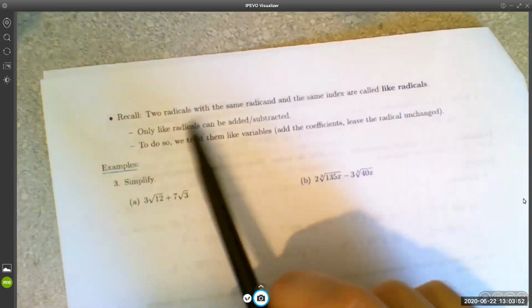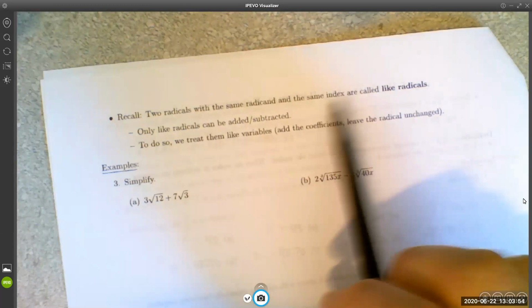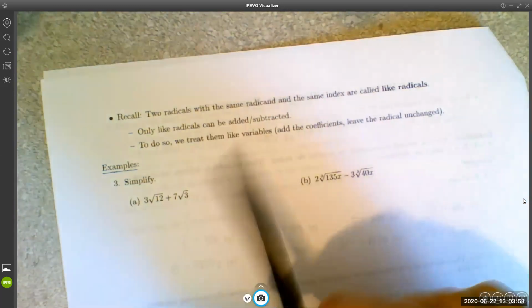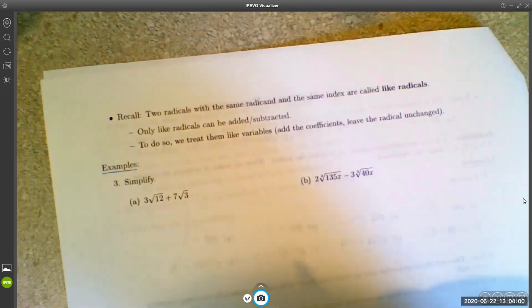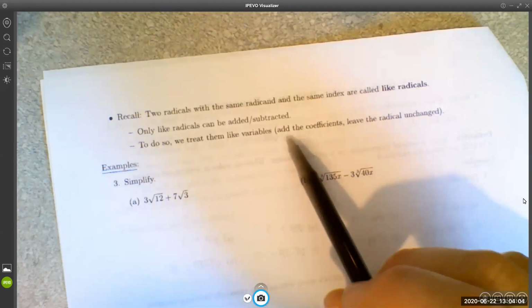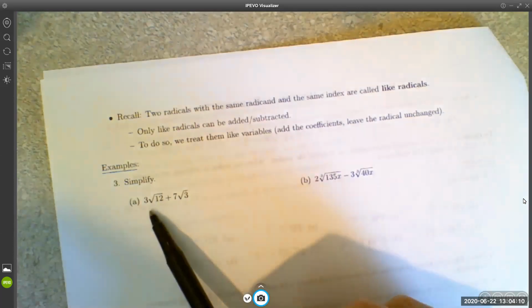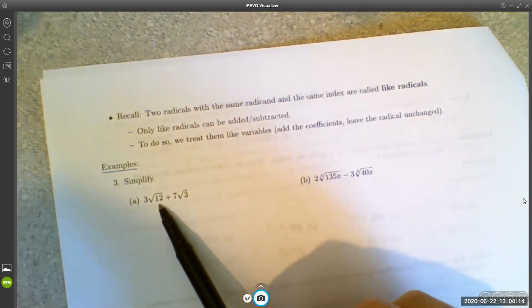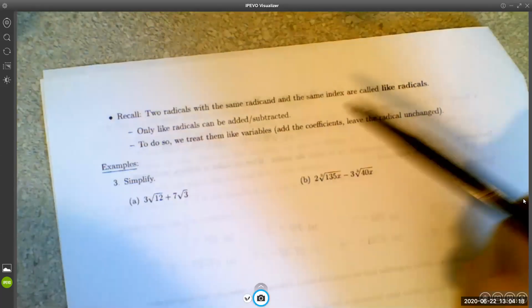Two radicals with the same radicand and same index are called like radicals, and only like radicals can be added or subtracted. To do so, we treat them like variables, right? That is to say, we add the coefficients and then we leave the radical unchanged. Now, the problem is when you're dealing with something like part A, it seems like they're not like radicals because you've got square root of 12, square root of 3. The radicands don't match, so they're not like radicals.